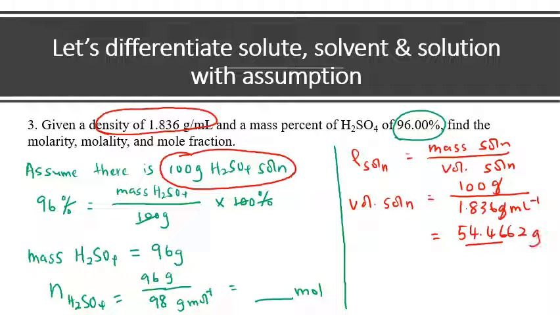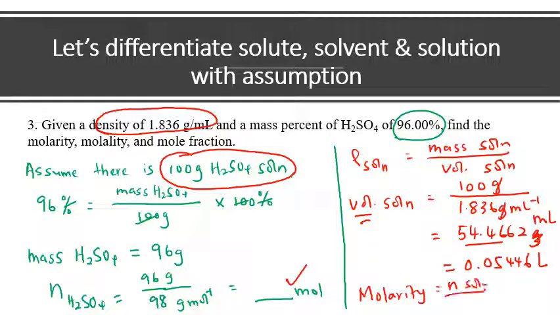54.4662 ml, because this is the volume. Gram and gram cancel out, leaving ml. This ml we have to convert to liter, which will equal 0.05446 liter. With this, we will be able to find the molarity, because we have mole of solute over here and volume of solution in liter over here. I will share the answer in the description.